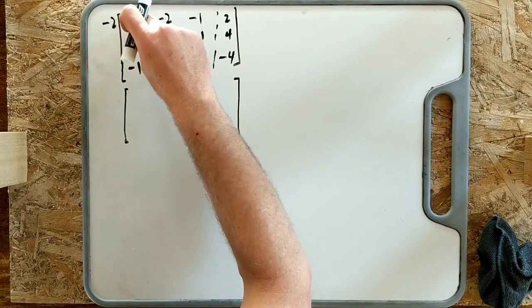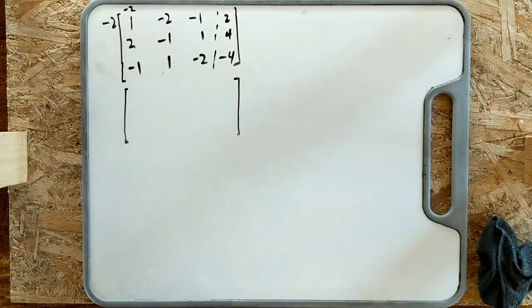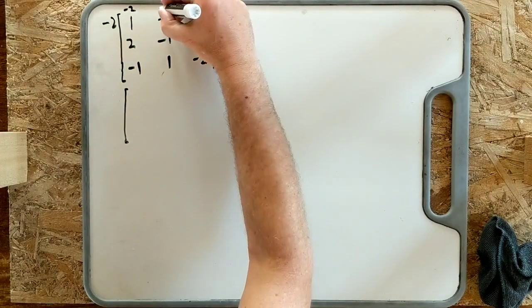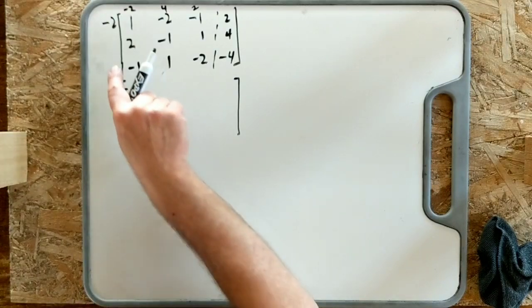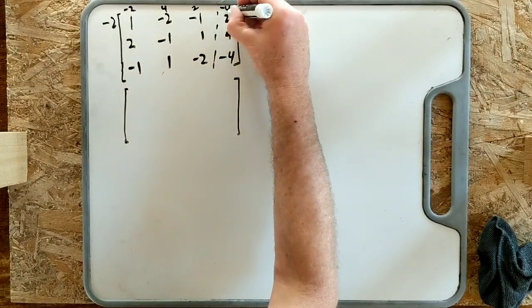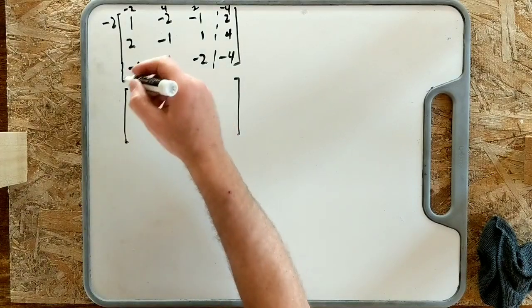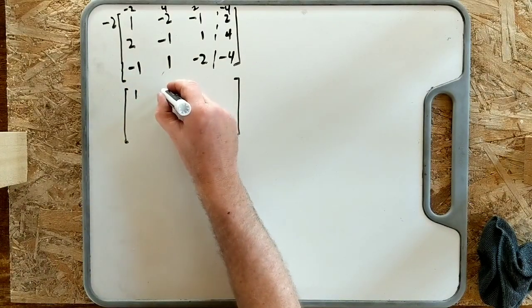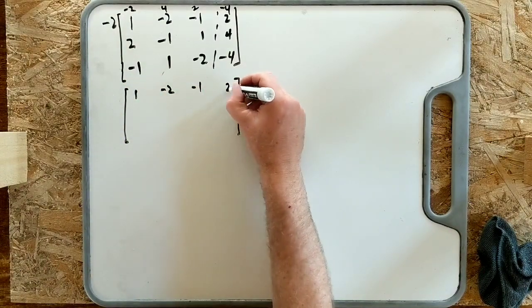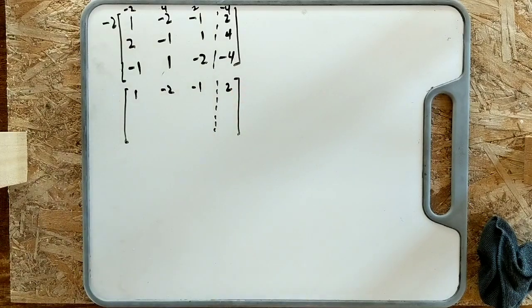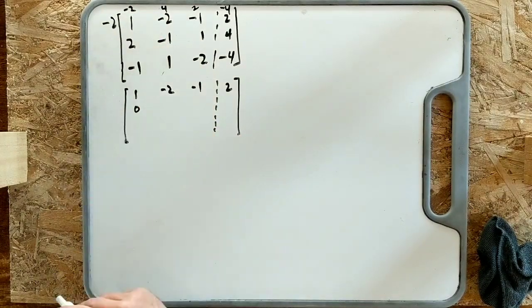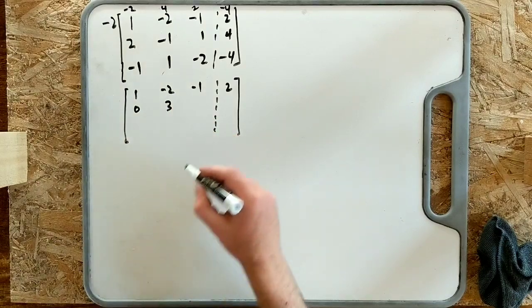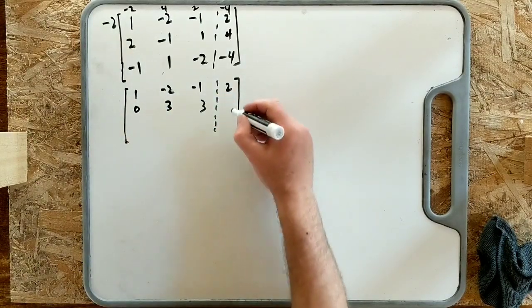So -2 times 1 is -2. Hope we can read that. -2 times -2 is 4. -2 times -1 is 2. And -2 times 2 is -4. Now I'm going to add that to the second equation. I'm not going to change the first one again. 1, -2, -1, 2. I could change the first one, but there's no point. It would just be more complex to make it -2, 4, 2, -4. So I'm just going to leave it. And then I'm going to add that to that over there, and I get 0, 3, 3, 0.